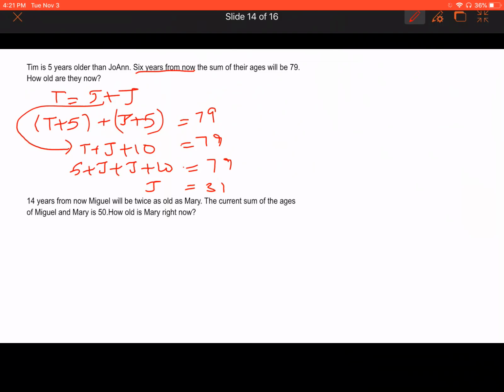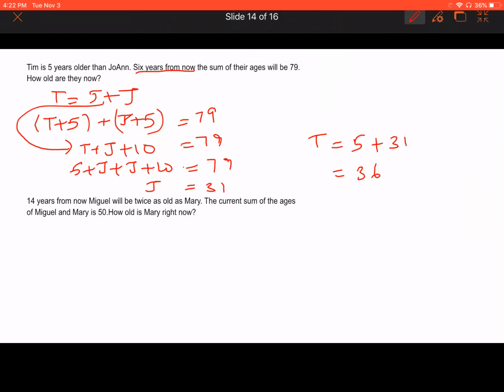Okay. And we have to find Tim's age. Tim's age is 5 years older than John. So he's going to be 36. Okay. Now we'll move on to the next problem.